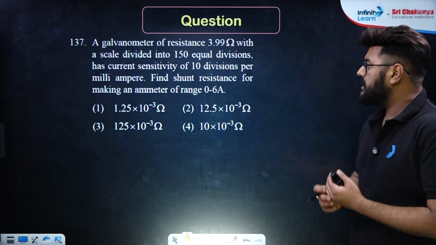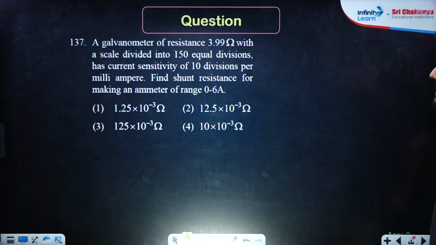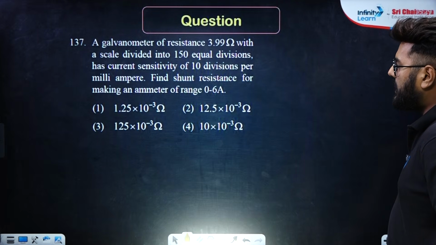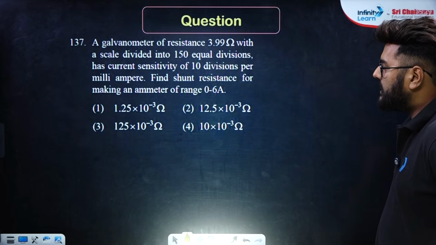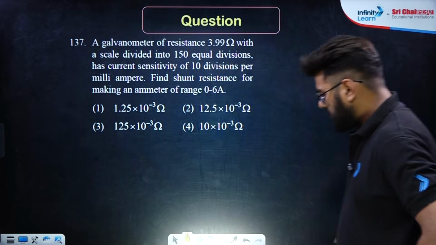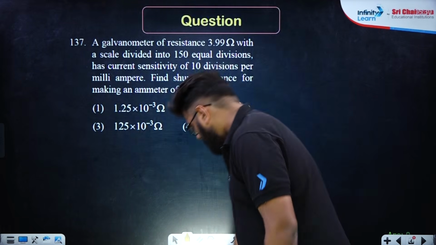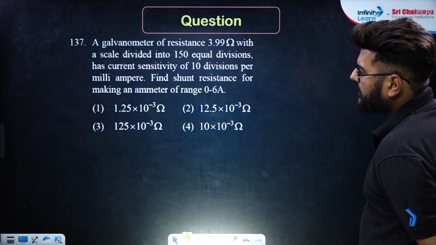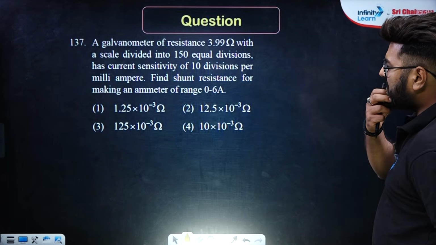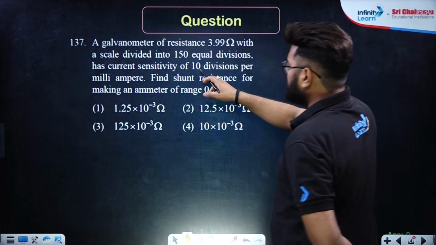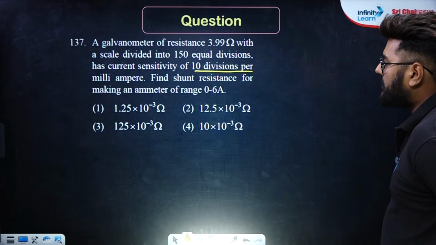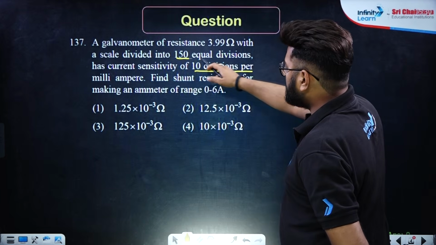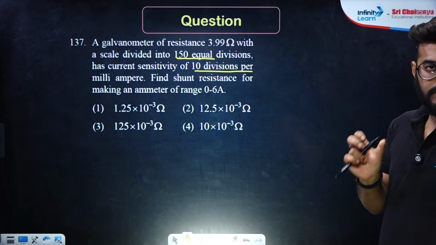A galvanometer of resistance 3.99 ohm with a scale divided into 150 equal divisions has a current sensitivity of 10 divisions per milliampere. Find the shunt resistance for making an ammeter of range 0 to 6 ampere. Okay, no problem, let's try solving it. The galvanometer has 3.99 ohm, with a scale divided into 150 equal divisions and a current sensitivity of 10 divisions per milliampere. Can you find the maximum value of current?